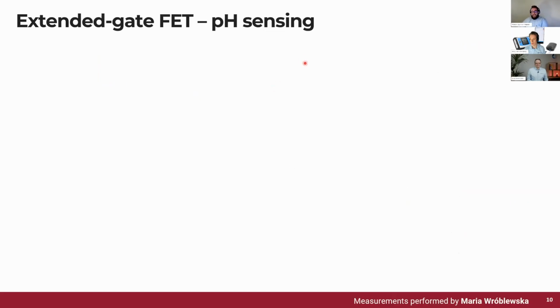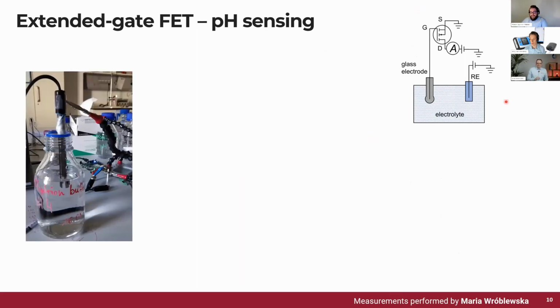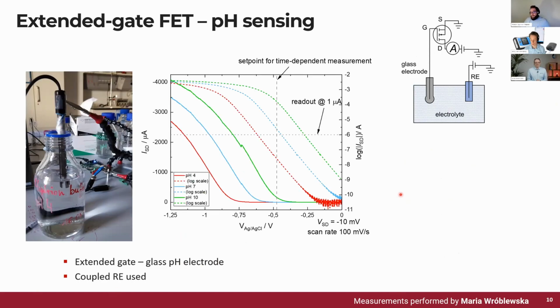In any case, then we measured the pHs. Again, this is our more professional electronic scheme of our system. This is how the pH electrode was immersed in the buffers. Again, the extended gate was the glass pH electrode, and the coupled reference electrode was used. And here is the main result. So let's go through it slowly.